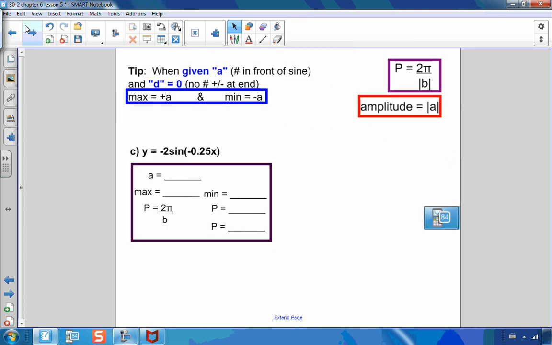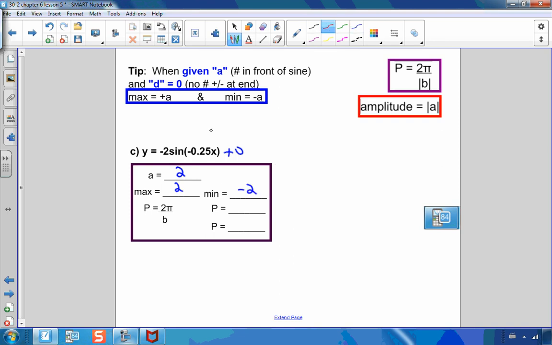Okay, let's look at C. So again, remember that tip: when the number in front is A and D is 0, in other words, I'm adding on a 0, I'm not affecting my max and my min. So remember, your A value is always just, your amplitude is just going to be 2. The negative tells you that there has been a reflection. So amplitude is never negative. Your maximum is going to be 2, your minimum negative 2.